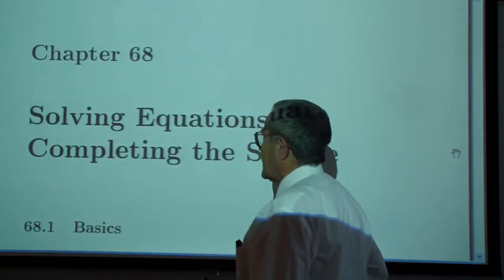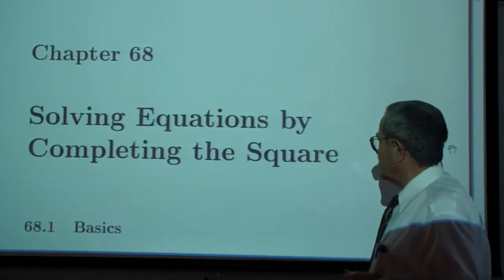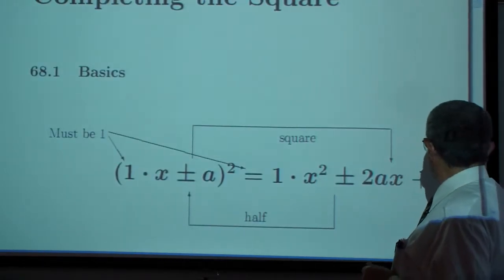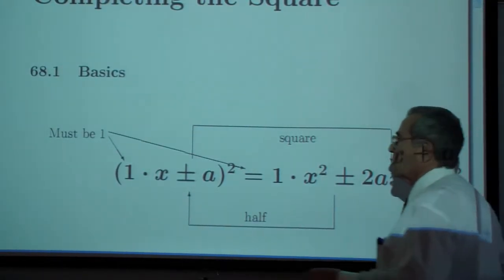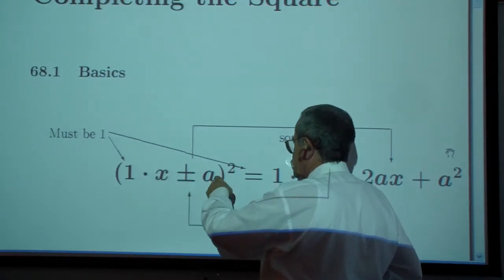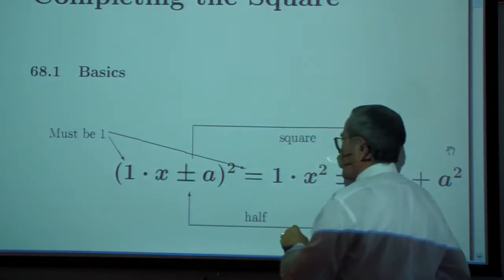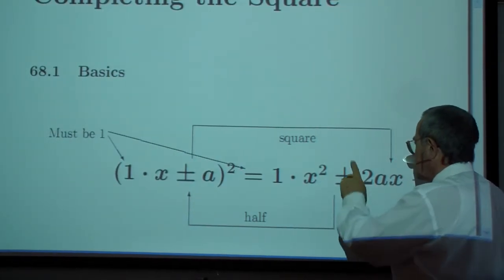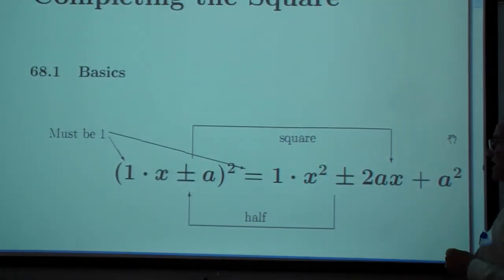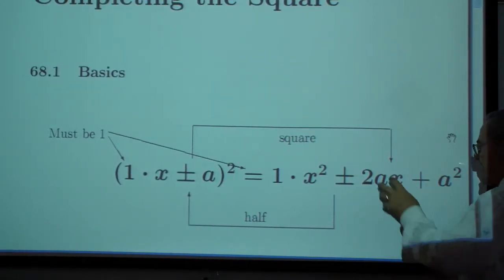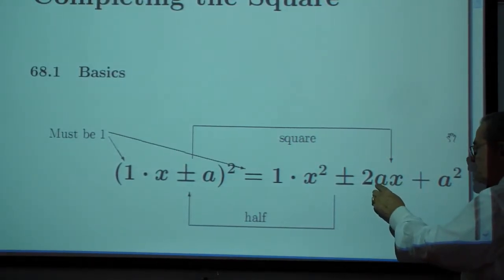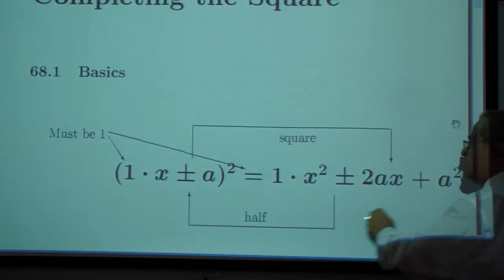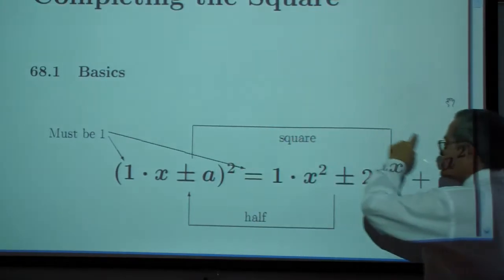Chapter 68, Solving Equations by Completing the Square. Note that if you have 1 times x plus or minus a quantity squared, you get 1 times x squared, this one is very important, plus or minus 2ax plus a squared. Note that 1/2 the coefficient of x is a, and note that the constant here is this a quantity squared.